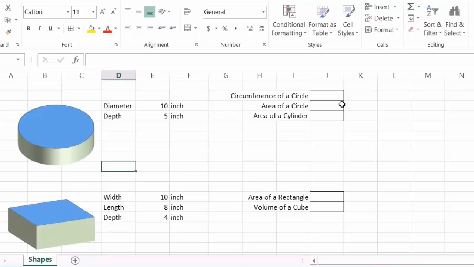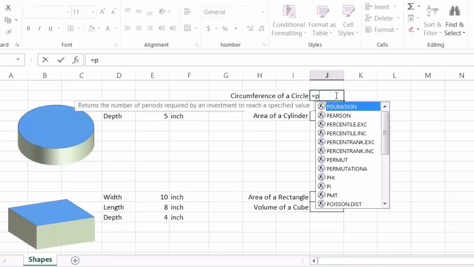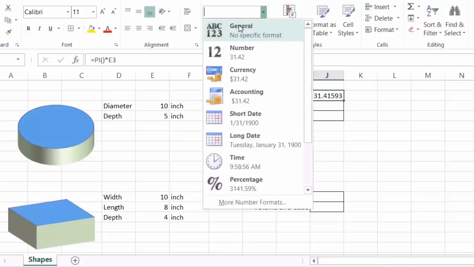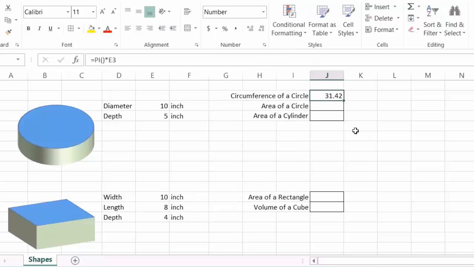So if we want to work out the circumference of a circle, the circumference is given as pi times the diameter. Now in Excel, we don't have to figure out what pi is. There is a little function. So it's equals PI for pi. It's a standalone function that calculates the value of pi, and we multiply that by the diameter. So the circumference of our circle is actually 31.41593 inches. Let's format that to 2 decimal places.